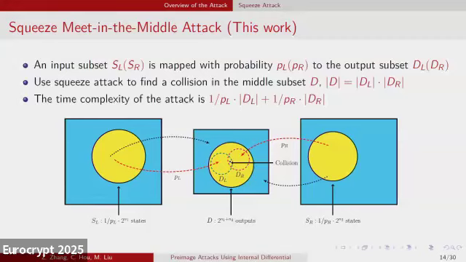In this work, we combine the squeeze attack with the meet-in-the-middle attack. We divided the mapping into 2 parts, and the input subsets in the 2 parts are mapped with a certain probability to the output subset in the middle. And we use the squeeze attack to find a collision in the middle subset with an advantage over the birthday attack.